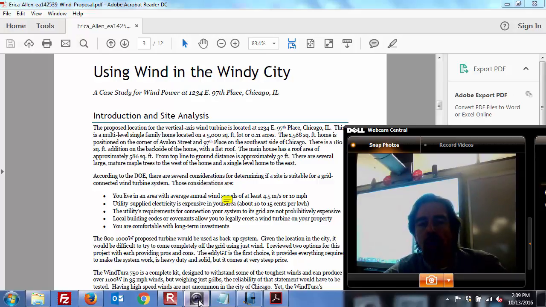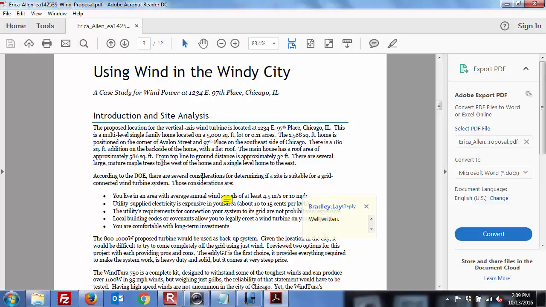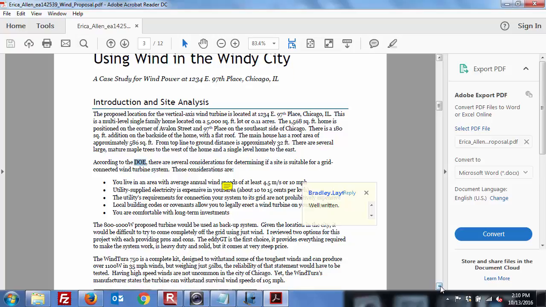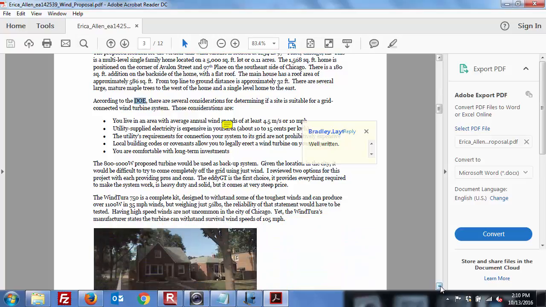Tell me where you are. Describe the property. You're going to throw some photos in there. We'll see those shortly. Describe it quantitatively. How big is the house? She actually went into the Department of Energy, looked to see what their suggestions are. She's got it bulletized. You can see my little comments here.